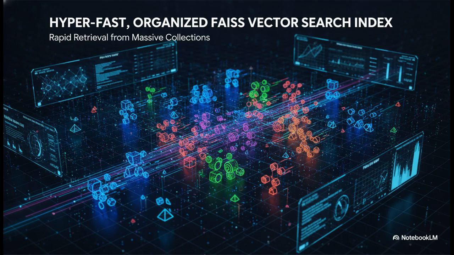By creating a FAISS index of our document chunks, the system can almost instantly pull the exact relevant documents in response to a user's query, no matter how huge the underlying document collection is. It's a total game changer.